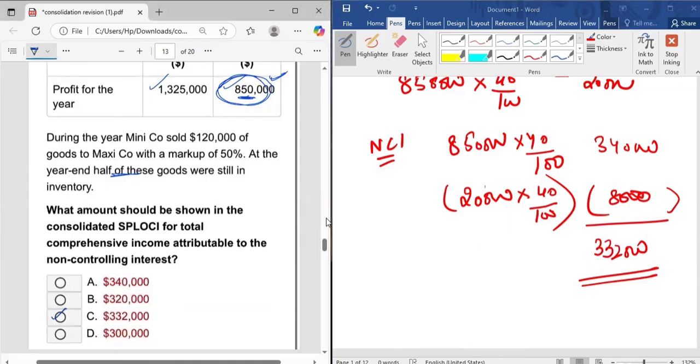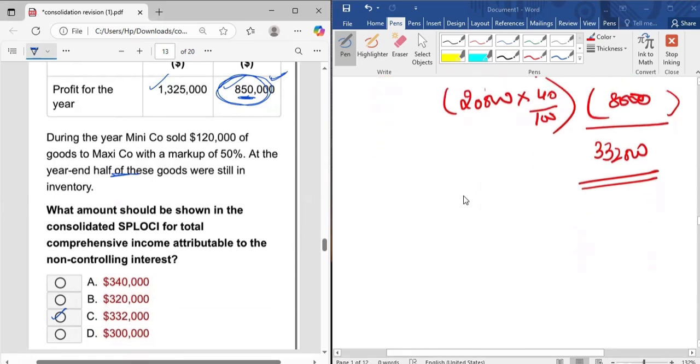So be very careful about what they are asking. Initially, I thought that they were asking about the consolidated profits. But no, they were actually asking about the NCI's share. So we took 8,50,000, 40%, and we deducted just the portion of URP which relates to our NCI.